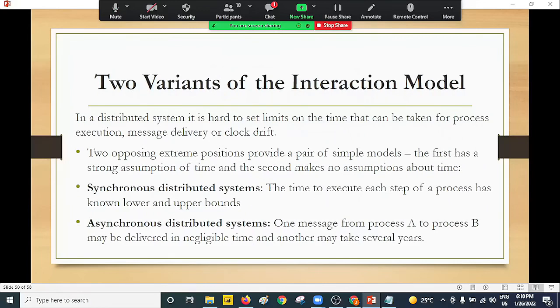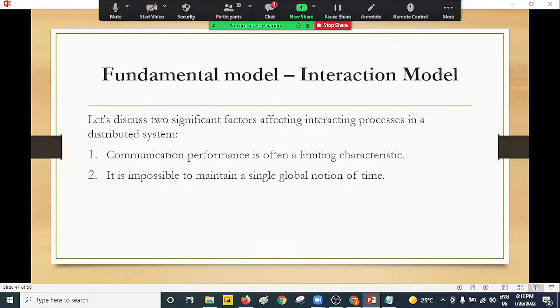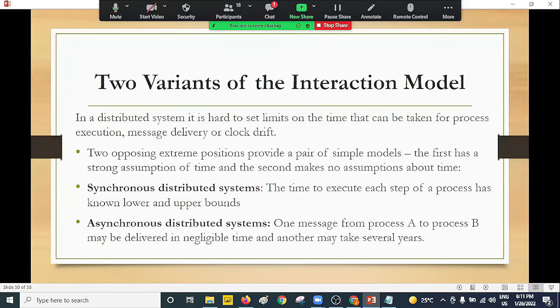The other aspect is the variance when it comes to the interaction model. We have seen that there is communication between two nodes within a distributed system, so there are factors that you need to put into consideration: how the message is being passed from the sending process to the receiving process. This can happen in two ways, either synchronously or asynchronously, as I'd already mentioned.